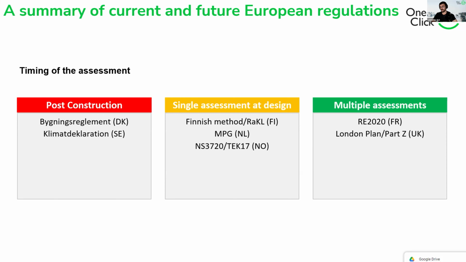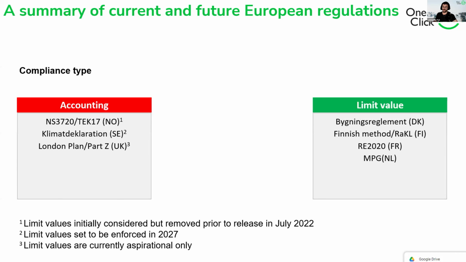So in terms of timing of the assessment, you can see that we have Denmark and Sweden as post-construction, then single assessment at design, we have Finland, and then the Netherlands and Norway. And then multiple assessments, we find things such as France RE 2020 and London Plan / Part Z, which we can insert there with a little asterisk, because obviously it's not in place.